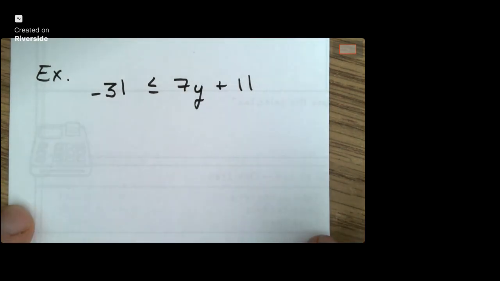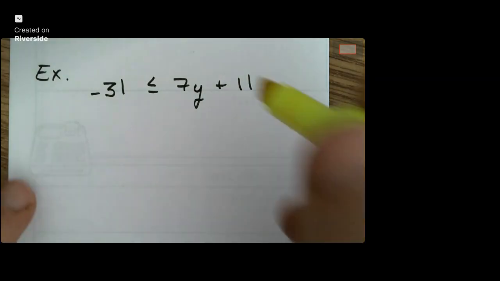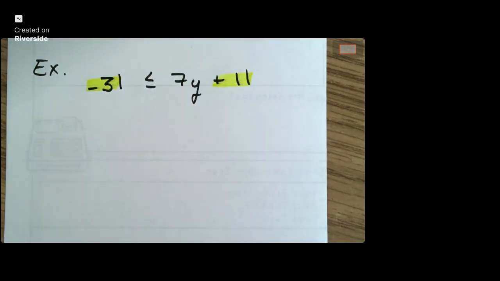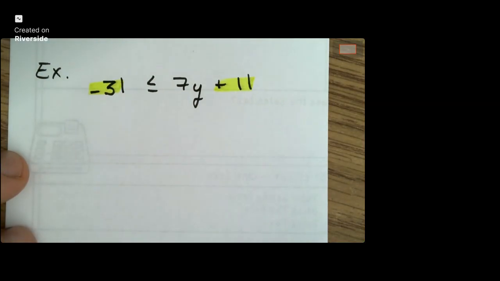So I like to scan through here. I like to identify any like terms that need to be combined and possibly any distributive property that might need to be run through, which we don't have any distributive property, but we do have a pair of like terms here. So we got a constant here and a constant here. These two guys need to get combined on the same side of the inequality.